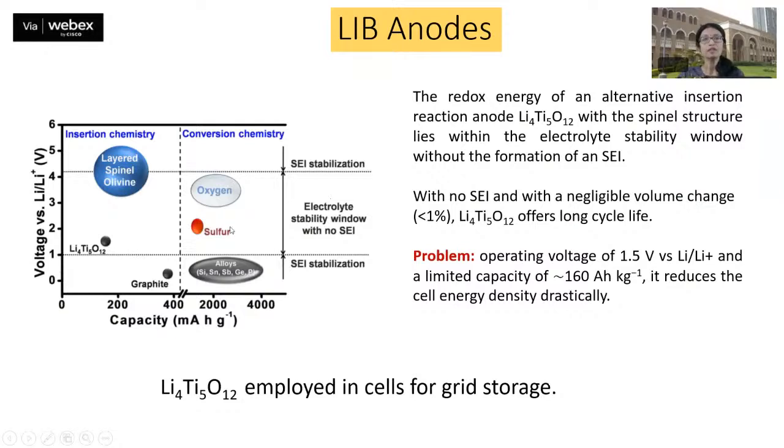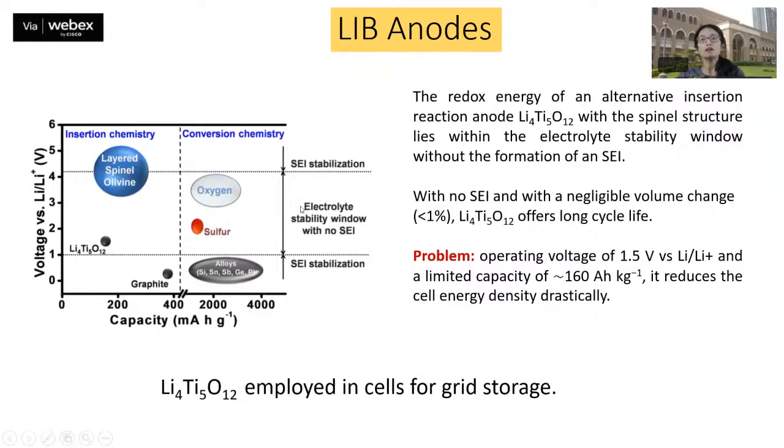Because there the size is not a problem, these kinds of anode materials can be used. Here I would just like to touch upon, though it is not in your syllabus, the conversion chemistry. There are a few electrodes which work on conversion chemistry. Here the anode materials can be oxygen or sulfur, as you can see over here. These also fall within the electrolytic stability window, and they also do not lead to the formation of any SEI. But we will not cover this here. If you want, you can read it as extra.